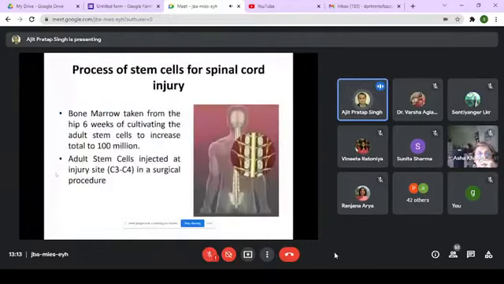A very common injury is spinal cord injury. That is very painful. If you are injured with a spinal cord injury, you will be paralyzed. You will be on the bed. But with the help of stem cell, there is a hope. Bone marrow is taken from the hip, and the adult stem cells are cultivated for 6 weeks to increase the total to 10 million population. These adult stem cells are injected into C3, C4 in a surgical process, and the patient is cured with the help of stem cell.